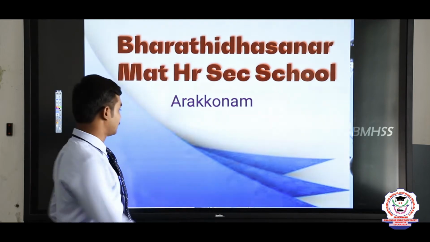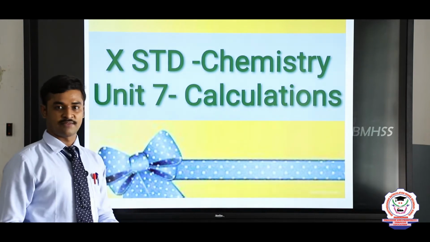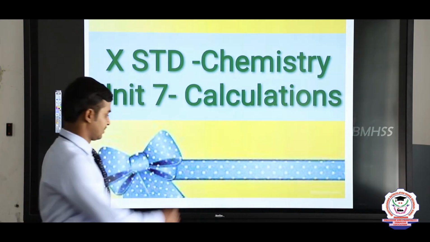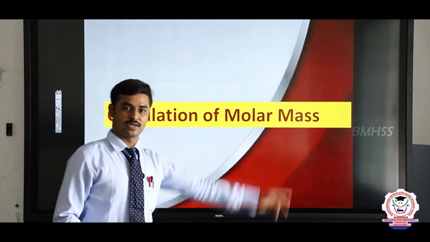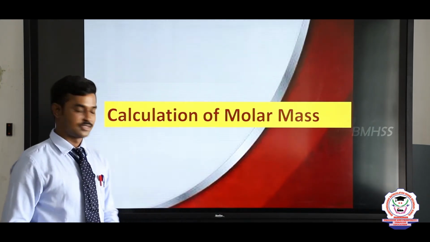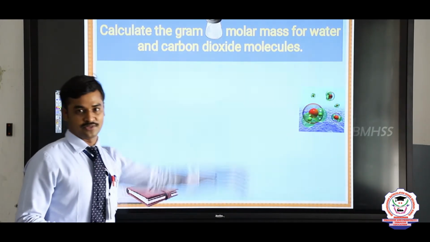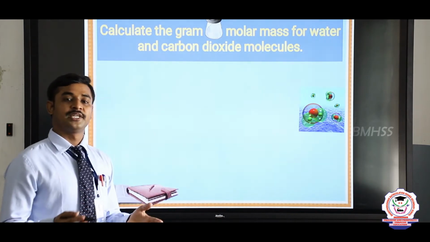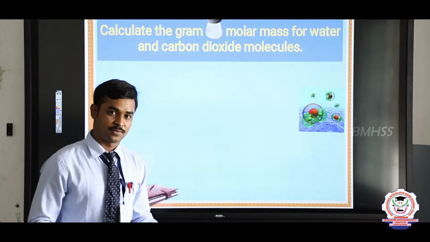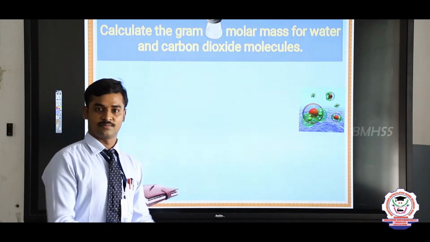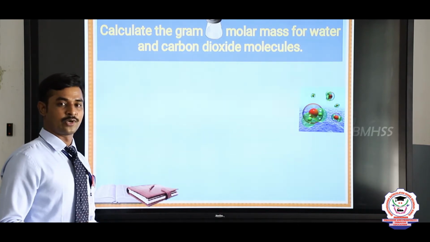Today I am going to teach you the calculations in Unit 7 from 10th Chemistry. Our first model is calculation of molar mass for a given molecule. The sum is: calculate the gram molar mass for water and carbon dioxide molecule. So, we need to know about the molecular formula of the compounds. From the molecular formula, easily we can calculate the molecular mass. First, the easiest molecules, carbon dioxide and water.